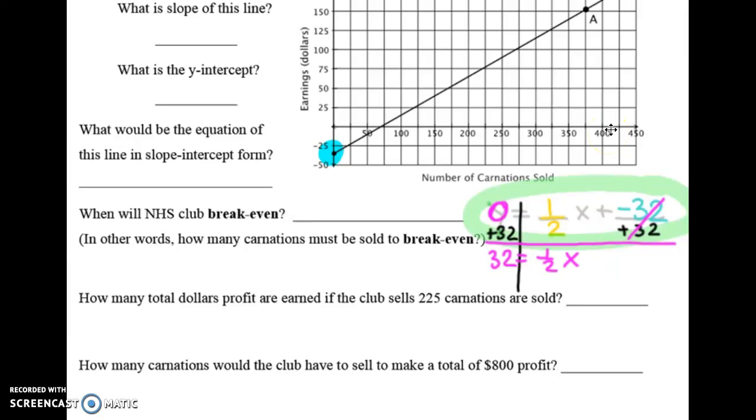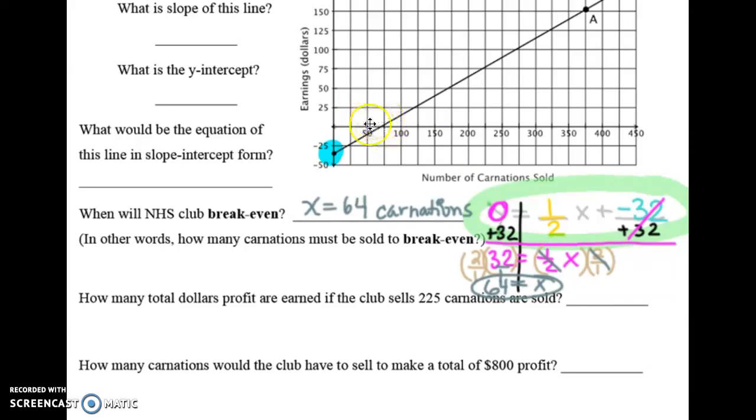Well, to get rid of the fraction 1/2, I can divide by 1/2 or multiply by the reciprocal. This goes back to an old unit when we were studying the solving of equations, especially those multi-step equations involving fractions. So I flipped 2/1 to cancel out the 1/2. On the other side, I'm going to multiply numerator to numerator, denominator to denominator. So 2 times 32 made 64, which means it'll take 64 carnations. X will have to be 64 in order to break even.